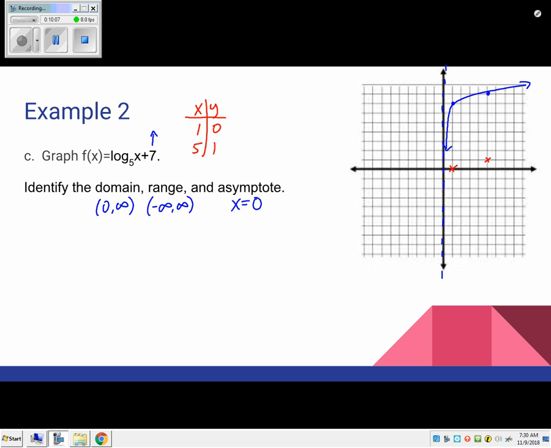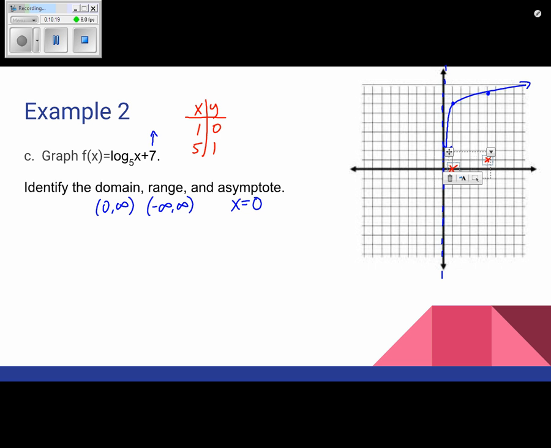Now, careful on this one. I moved up 7 units, so that blue graph is way up there in the first quadrant. So it should be very easy for me to grade. I can see where your original x's were, and then you moved everything up from there.